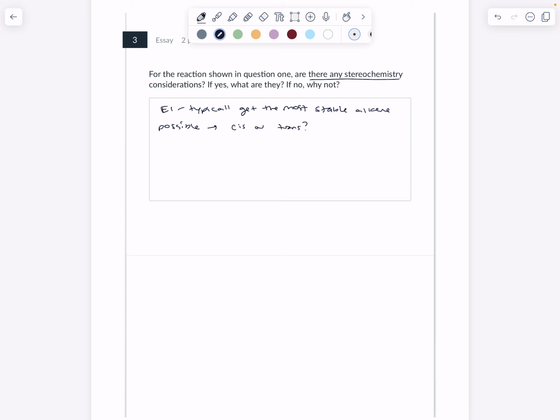And E1 will typically go trans because that is the most stable. So E1 will typically go trans, so we just have to make sure to consider that we're giving the trans product.